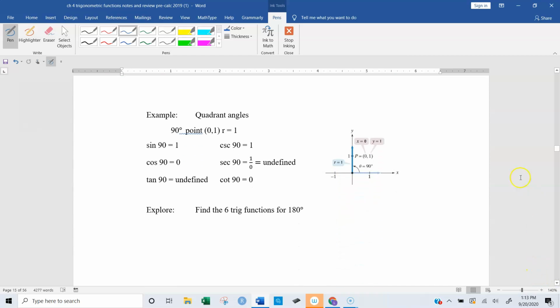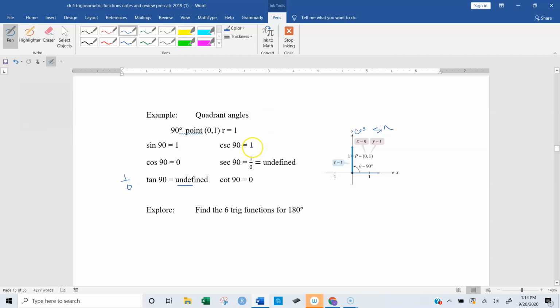Okay, quadrant angles are the ones that are on the XY axis. So if I am at 90 degrees, this point right here is (0, 1). Remember, x is 0, y is 1, x is cosine, y is sine. So we know the sine is 1, the cosine is 0. Tangent is 1 divided by 0. This is not possible. Since that is not possible, it is undefined.